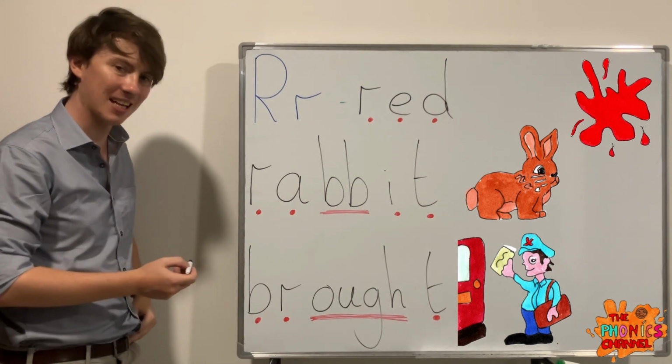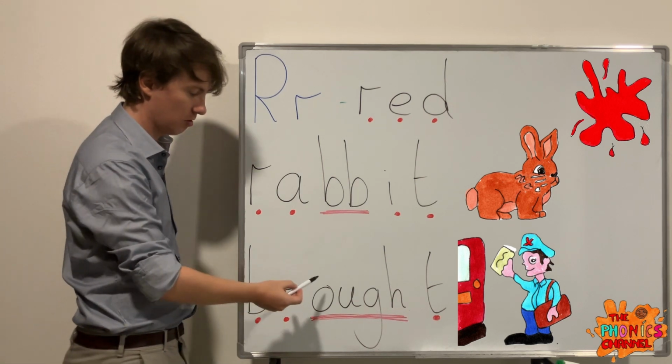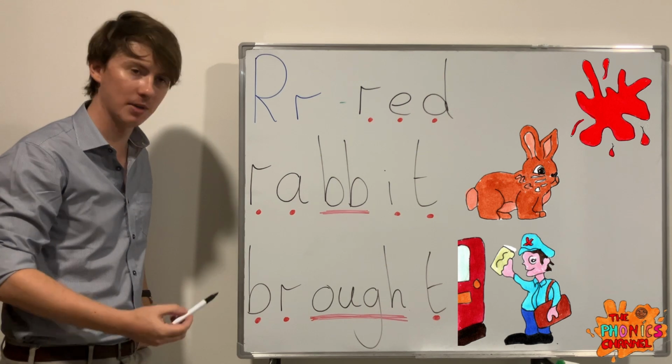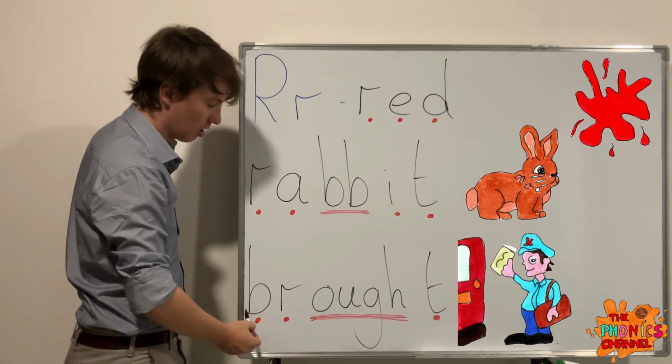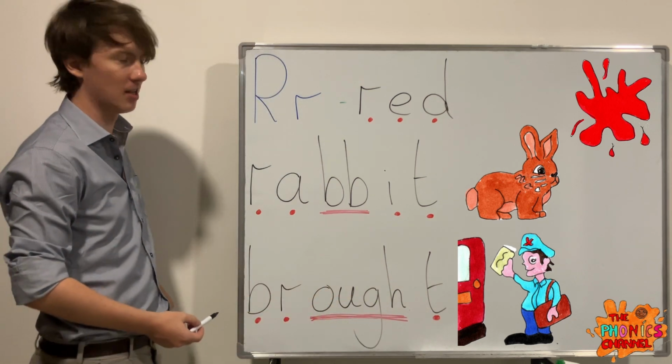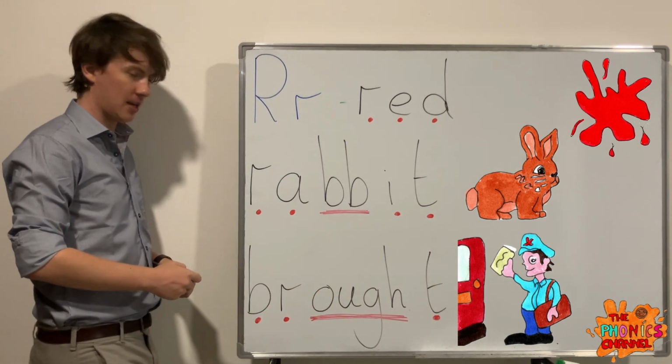So, how many letters does brought have? 1, 2, 3, 4, 5, 6, 7. 7 letters. How many sounds? B, R, O, T. 1, 2, 3, 4. 4 sounds, 7 letters. There.